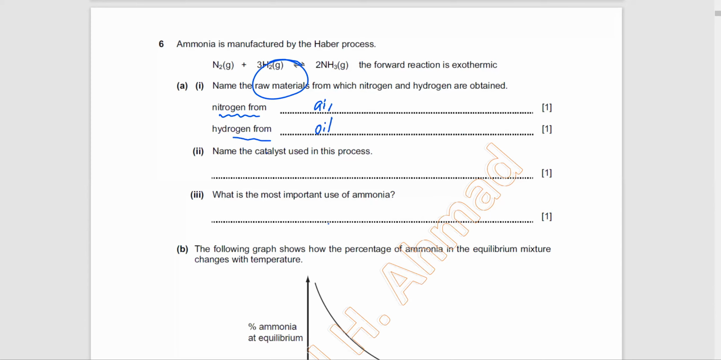I had said to just memorize it for now. What's the catalyst? What's the name of the catalyst that's used in the process? Anyone? Iron. Okay, so Fe is the catalyst. And the most important use of ammonia? Fertilizer. Okay, that is fertilizers.